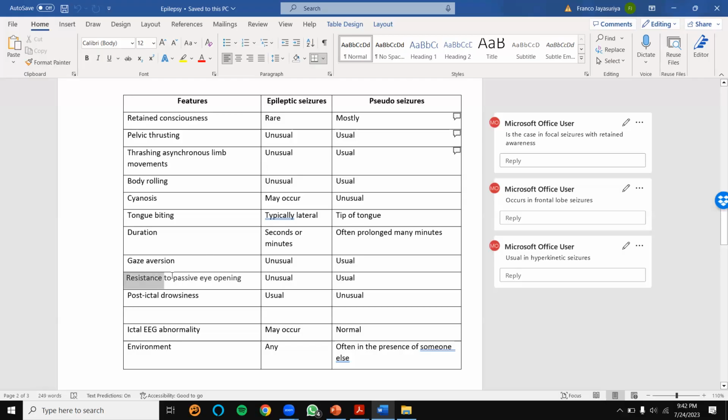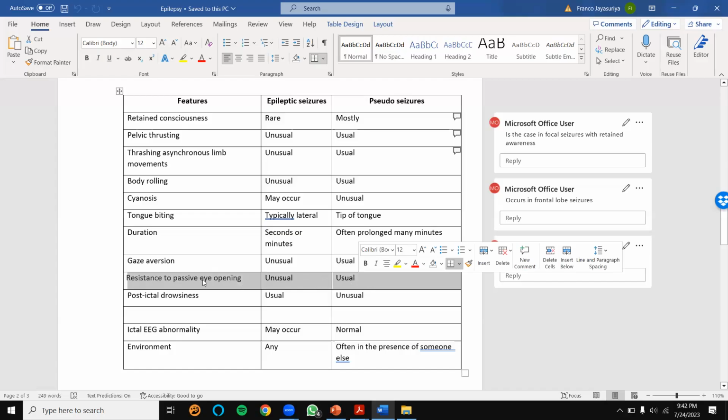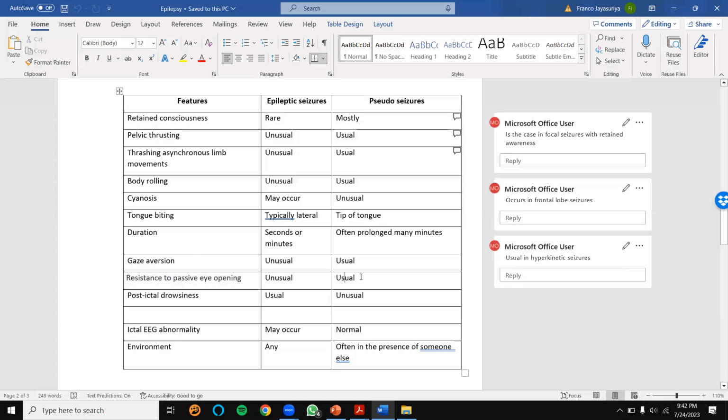This part, this is the most important part. This is what Bimsha was expecting us to say first, actually. Resistance to passive eye opening. Okay, that means in a pseudo seizure, the eyes are closely, like tightly shut. Whereas in an epileptic seizure, generally the eyes are open. Or rather, in a pseudo seizure, the eyes are tightly shut.